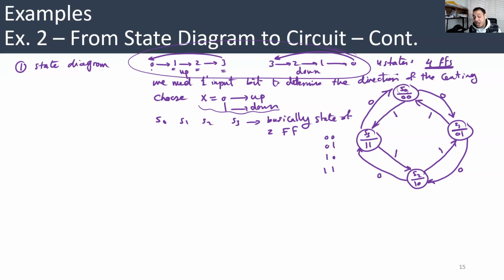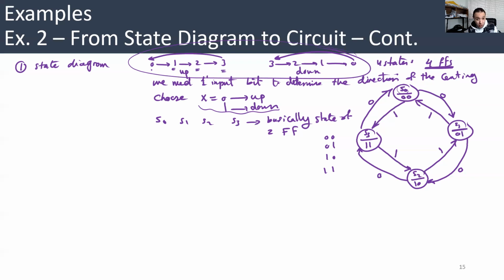Okay, so you can choose S0 equal to 0 0, S1 equal to 0 1, S2 equal to 1 0, S3 equal to 1 1. One may say, can I choose S0 to be 1 1? Yes, you can do that. Remember, we differentiate the output from the state of the D flip-flops. But it's best here to use S0 equal to 0 0, S1 equal to 0 1, S2 equal to 1 0, S3 equal to 1 1.